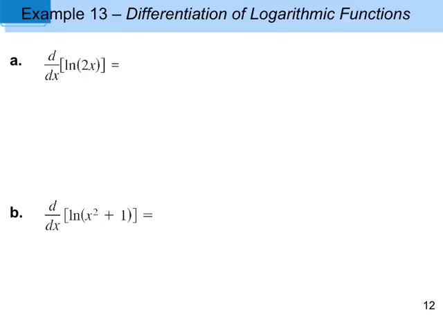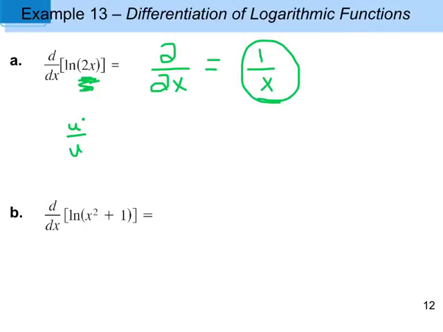So the derivative of the natural log of x would be 1 over x, but since this isn't just an x, it's actually a function of x, then we have to use the u prime over u. u prime is 2, the derivative of 2x is 2, and then it's over u, which is 2x. Cancel the 2's, and you have 1 over x.